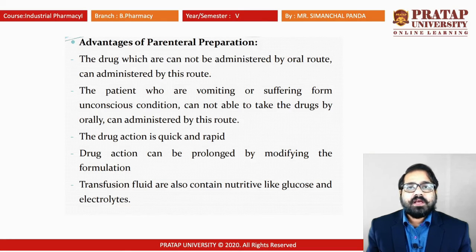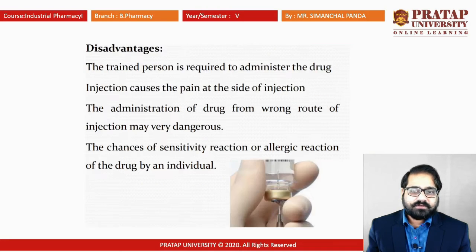At that time, by the parenteral route, the drug is easily administered, the exact amount of dose is administered, and rapid action we can get easily. For unconscious patients also, the parenteral route is a suitable route of administration. The drug action may be prolonged by modifying the formulation, and generally nutritives like glucose, vitamins, and electrolytes can also be given through transfusion fluids.